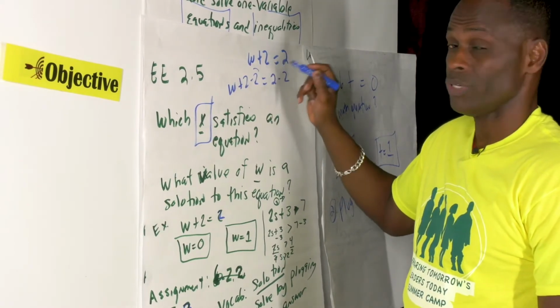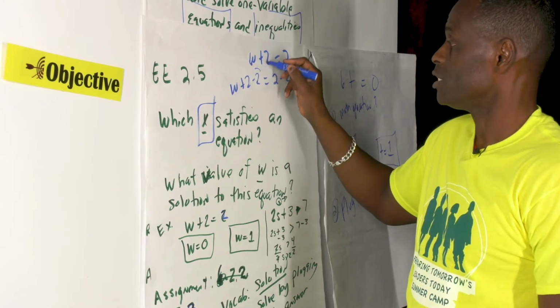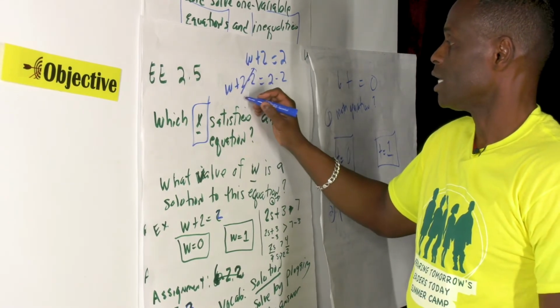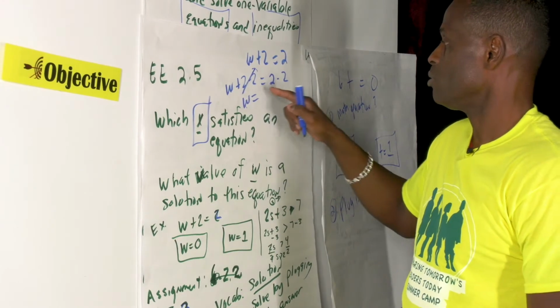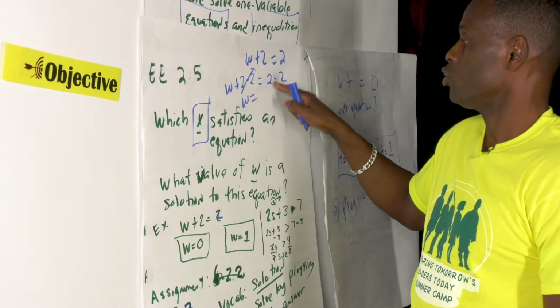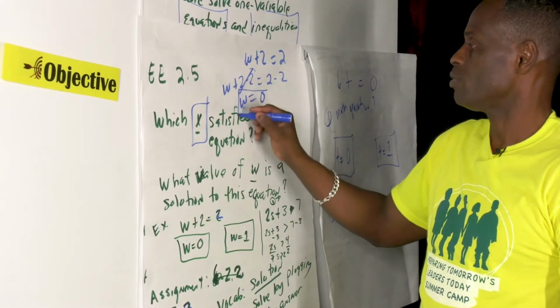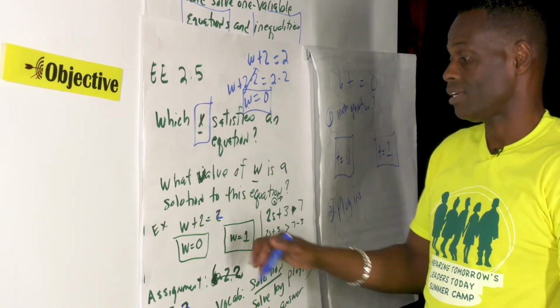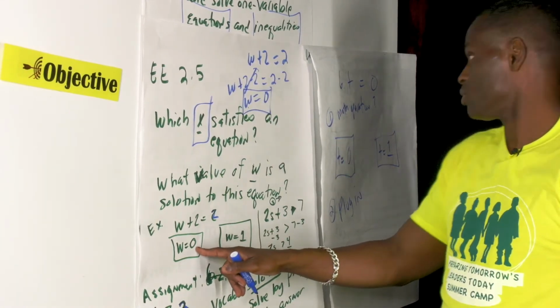Because the inverse, the opposite operation of addition is subtraction. So that cancels that out. So we then have w equal to, and 2 minus 2 is 0. So we know we've solved it by going through steps in our head. So the correct answer is w is equal to 0.